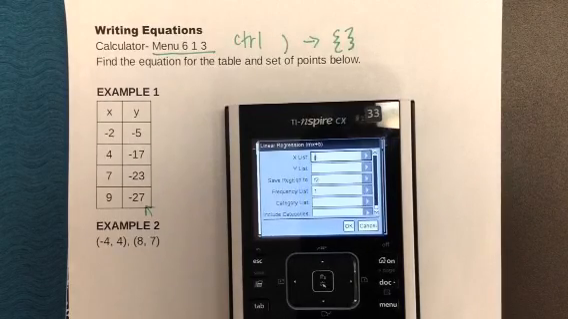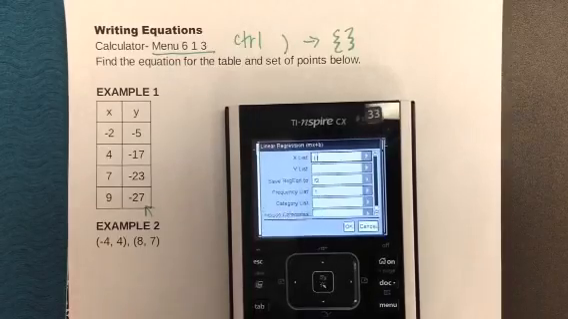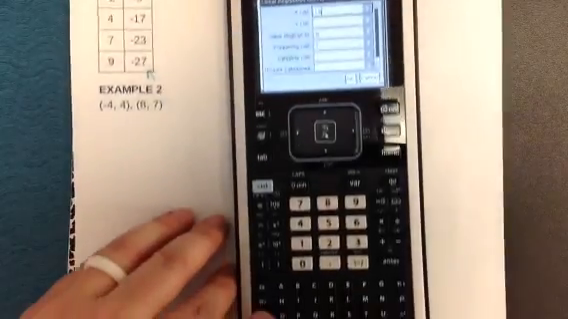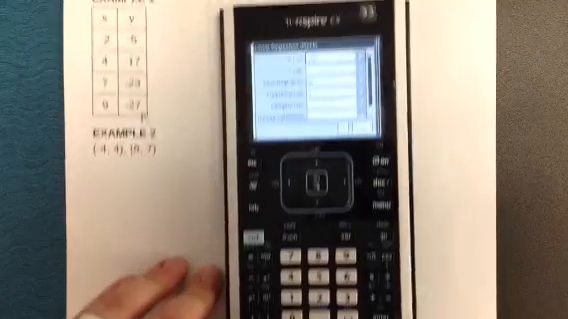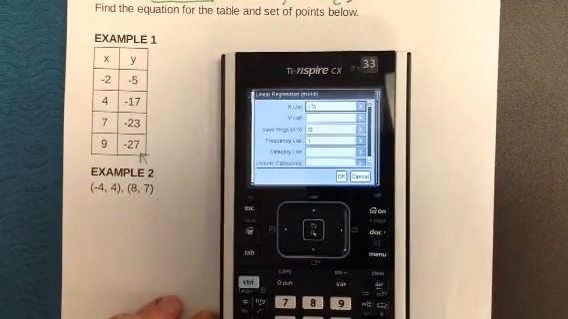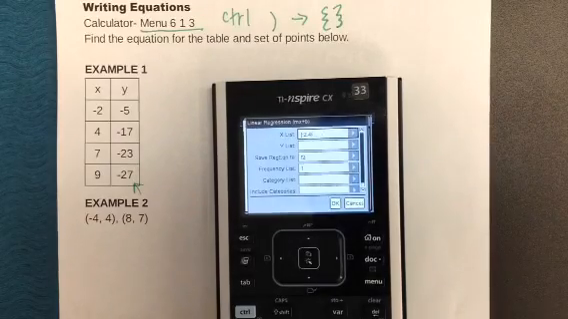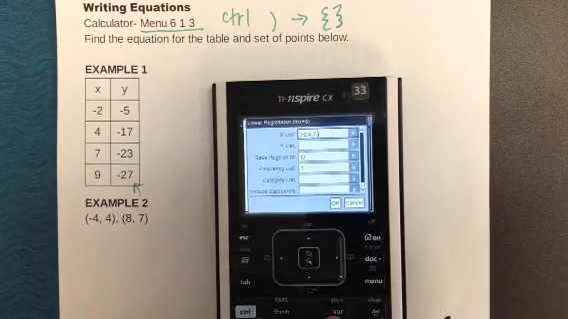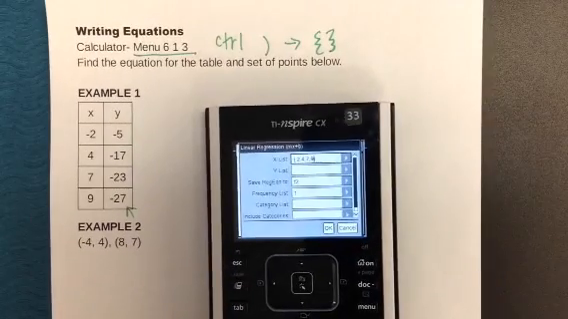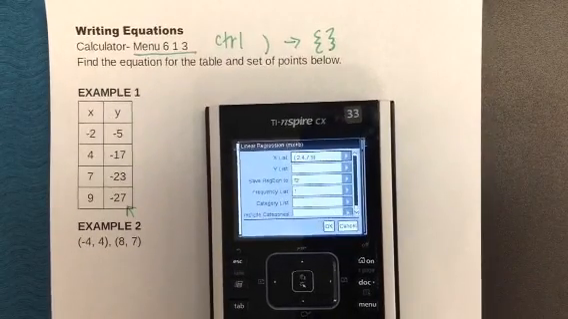Then I'm going to put in my x values. So negative 2, and you have to hit the comma. The comma is all the way down here below the pi. So negative 2, comma, 4, comma, 7, comma, 9. That was all of the x's, that's my x list.